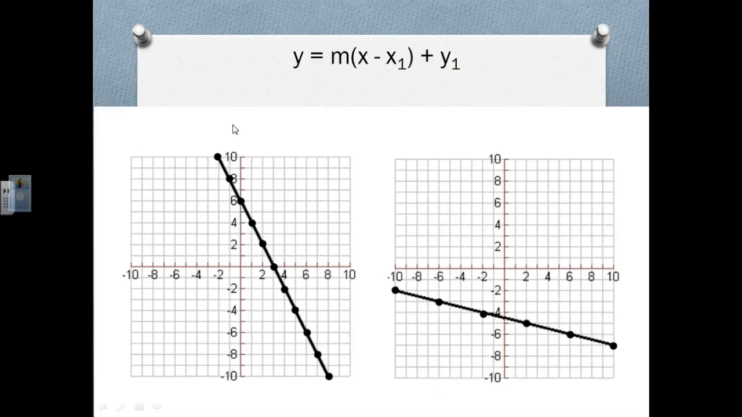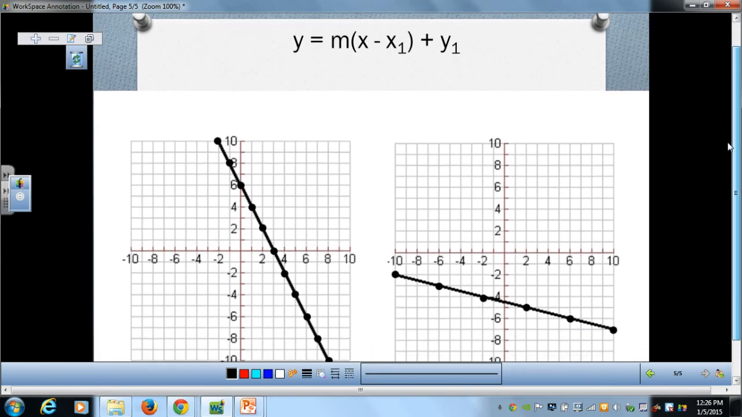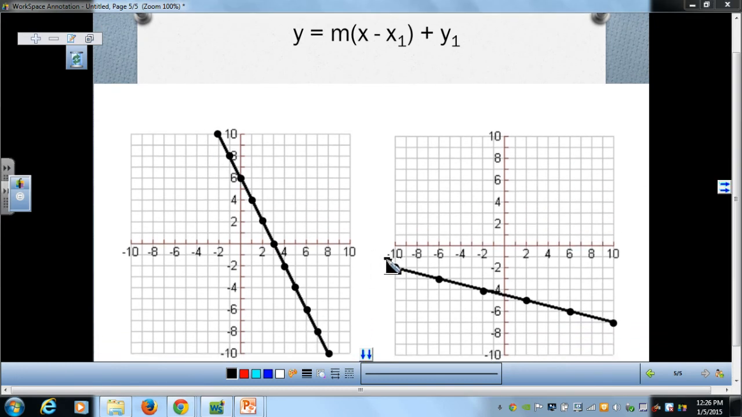All right, so let's practice a few more. Once again, I would like you to pause the video, and what I would like you to do is go ahead and write your equation for each of these lines, and then compare it to the answer that I'm going to post right now.